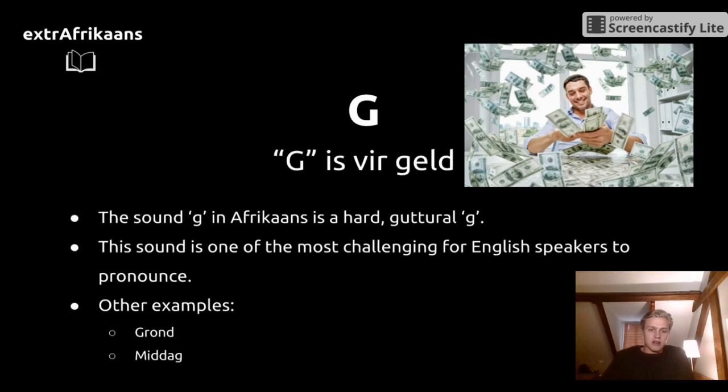The sound g in Afrikaans is a hard guttural g. It's not the same as the English g. This sound is one of the most challenging for English speakers to pronounce. It gives people a lot of trouble if they've never had to say it before. It takes a lot of practice, but later on I'll make some videos guiding you through the process of teaching yourself how to say g.